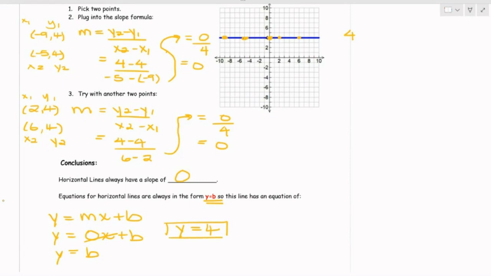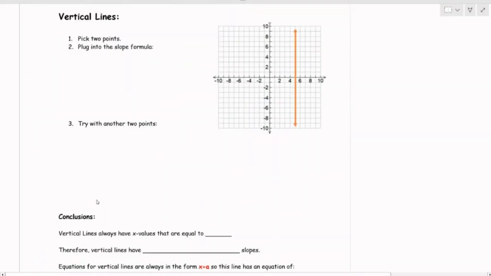And I like to think of this as, what axis does it pass through? Well, it passes through the y-axis. And at what number? 4. So that's how I create my equations for horizontal lines. It hits the y-axis at 4. So y equals 4. Okay, let's scroll down and now venture into vertical lines.